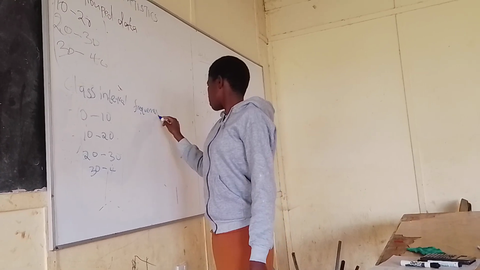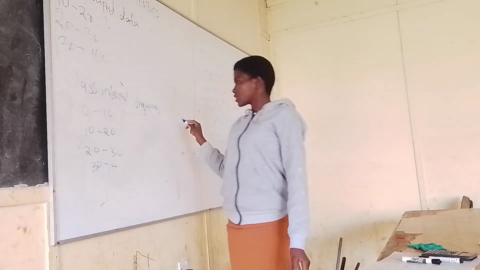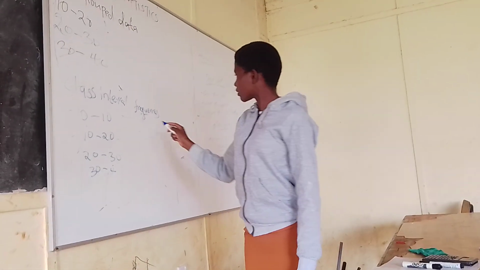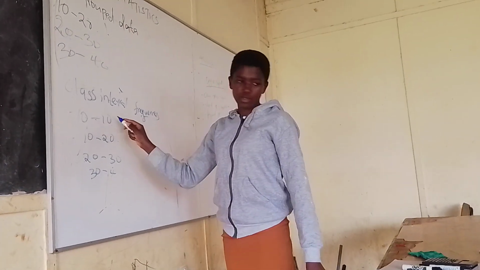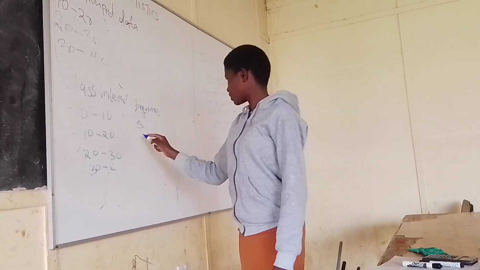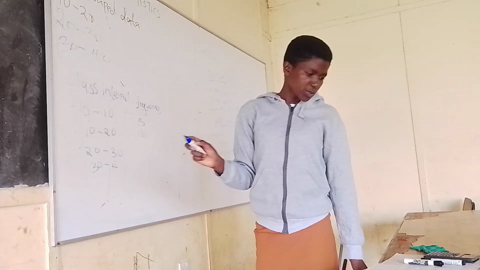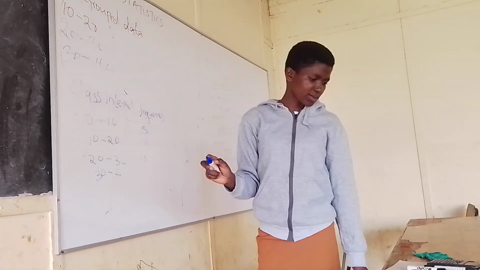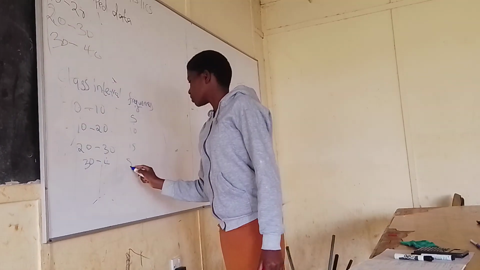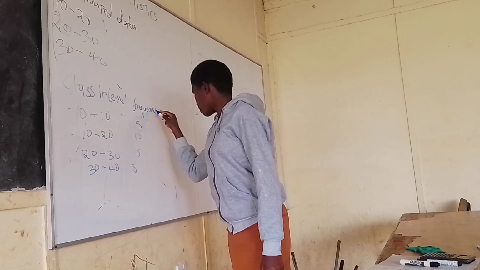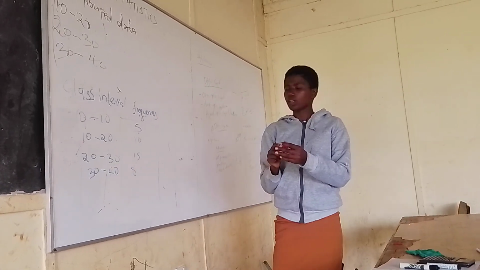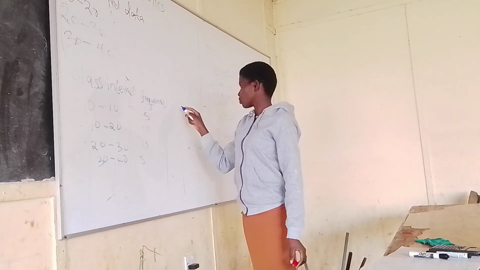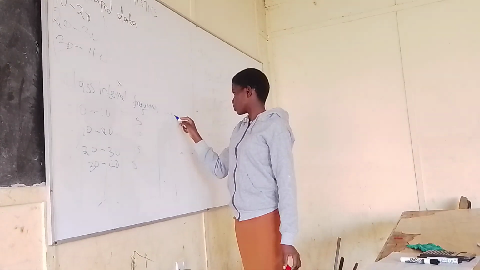Frequencies we denote by F. It is how many people are from 0 to 10. Here we have 5. So 5 are from 0 to 10. Then 10 to 20 we have 10. 20 to 30 is 15. Then 30 to 40 is 8. So that's the frequency. After getting the frequency, we have to find the cumulative frequency.